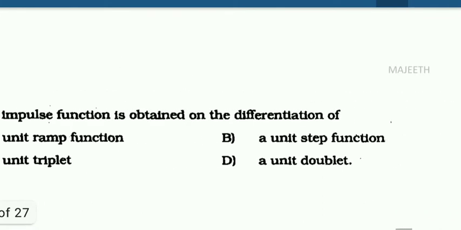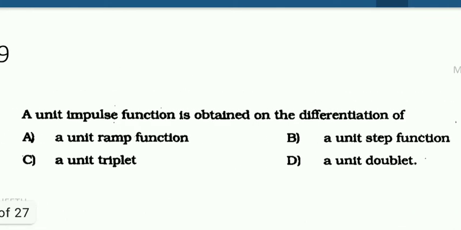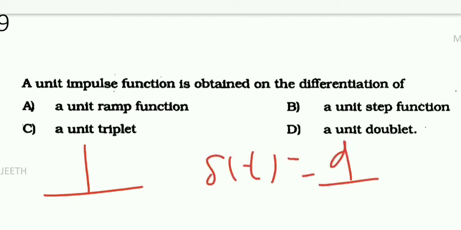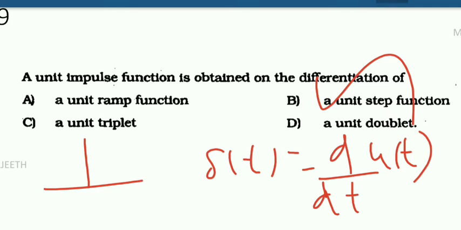Next one: a unit impulse function is obtained from the differentiation of what? We know that a unit impulse has only one impulse. The general equation is delta of t equal to d by dt of u of t. This is a well-known formula. So unit impulse is obtained by differentiation of unit step. Option B is the right answer.